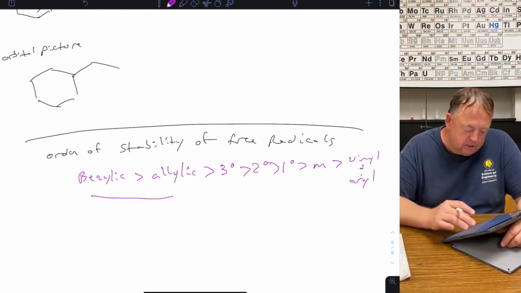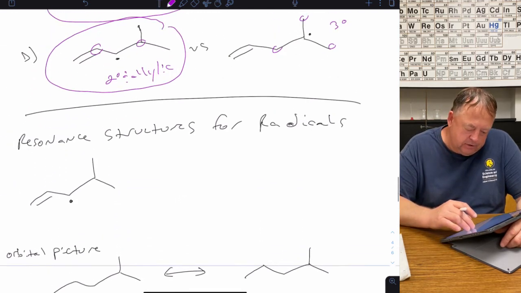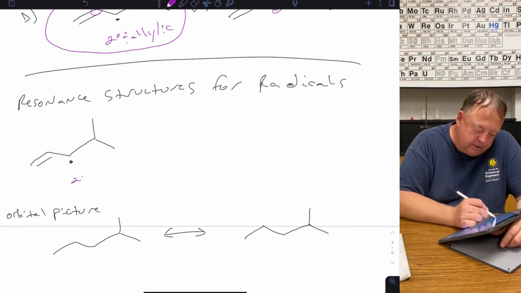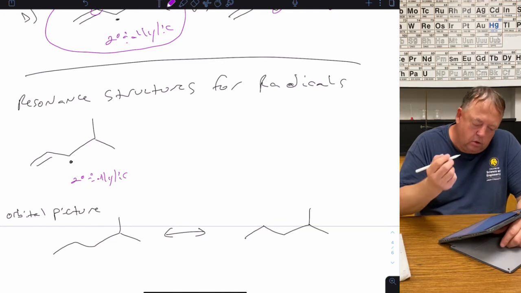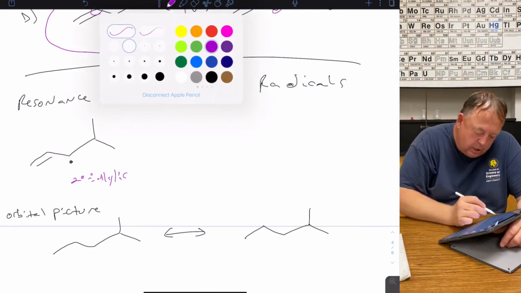Okay, so lastly in this lecture, why are allylic and benzylic the best? So if we take this free radical, it's at an allylic position, right? So this is secondary and allylic. So we can draw resonance structures. So we can delocalize that. So this is an unpaired electron.